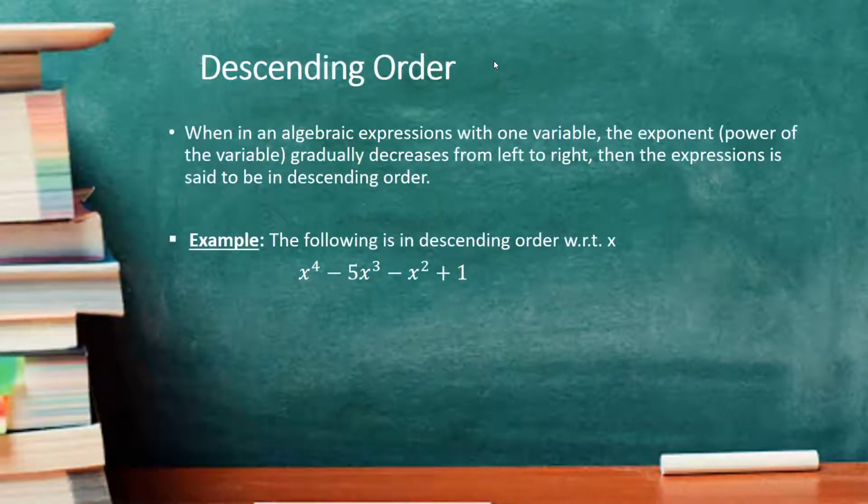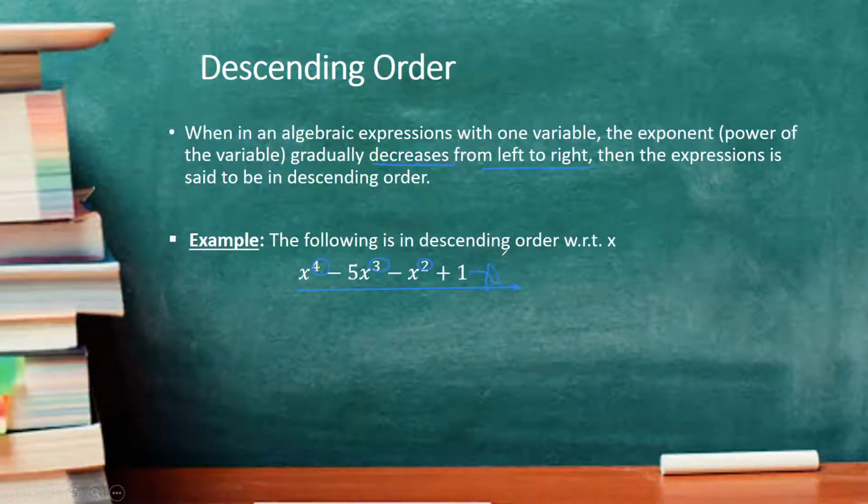Now what about the descending? Descending means, what does descending mean? Decreasing. Descending means decreases. Exponent of any variable is decreasing from left to right. Okay? The exponent is decreasing from left to right. Here we can see the power of x with respect to x. So the power is continuously decreasing. 4, 3, 2 and 1 or 0? 0. Okay? Here x power, here no x is there.